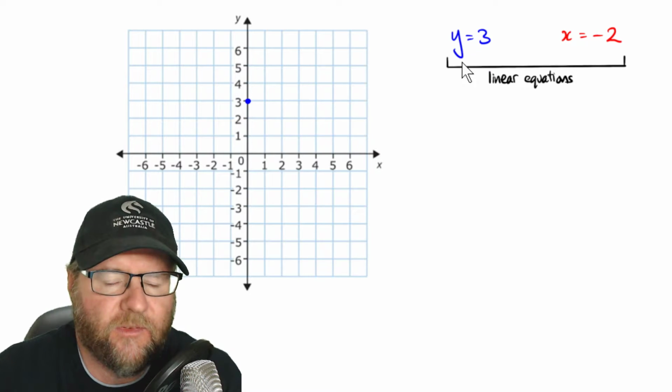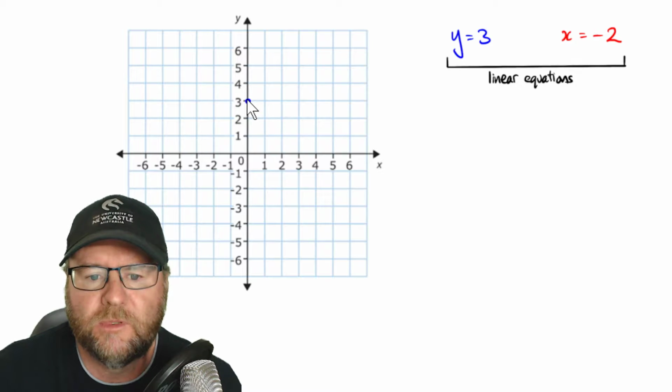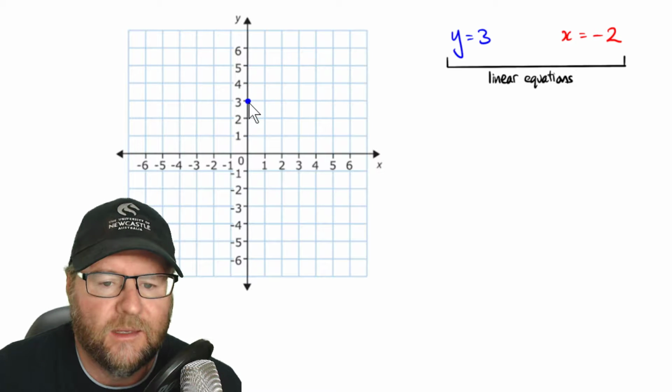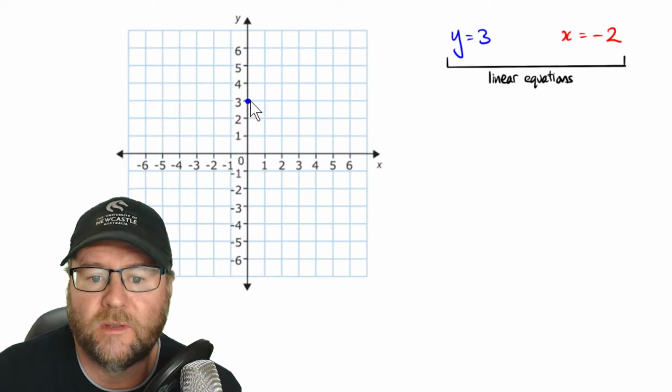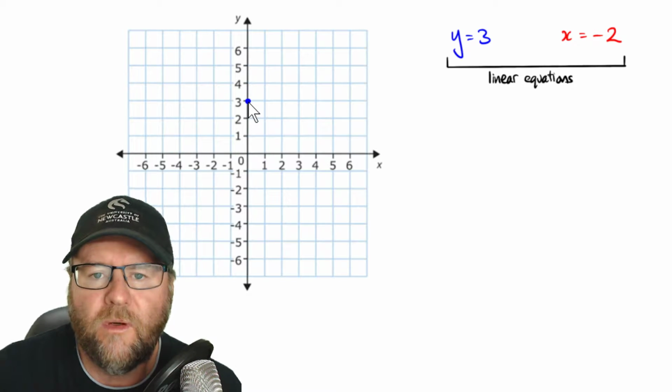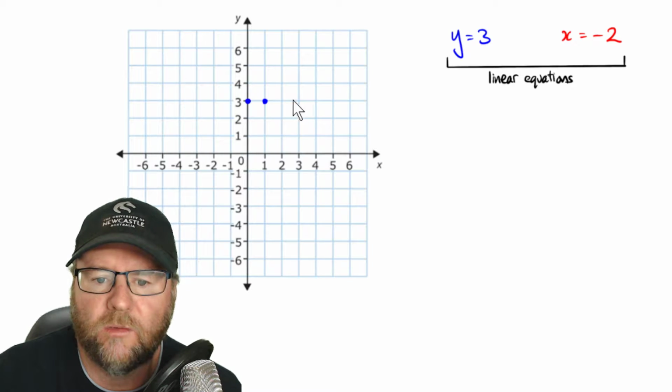Let's just focus on the blue one for a minute. We're told that y equals 3. So I'm just going to put a little point there. Here we know that y equals 3, because this is the y-axis, and this is the point 3. So when y equals 3, what if I went along a little bit here? So I'm moving along this direction.